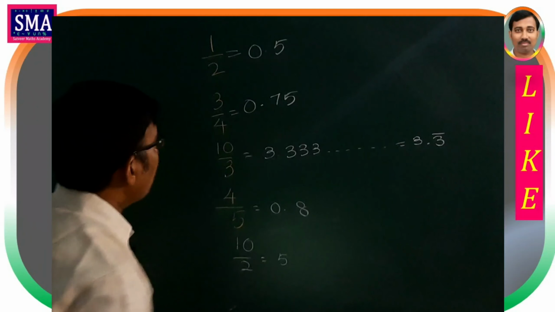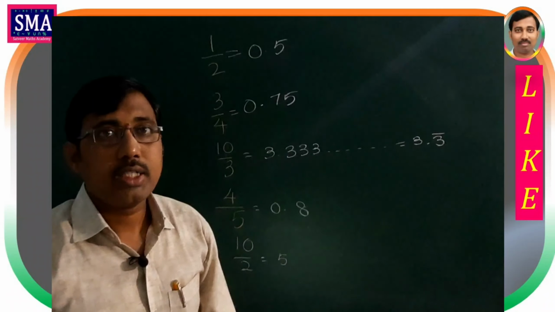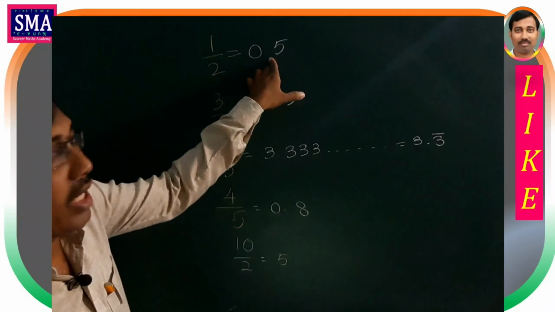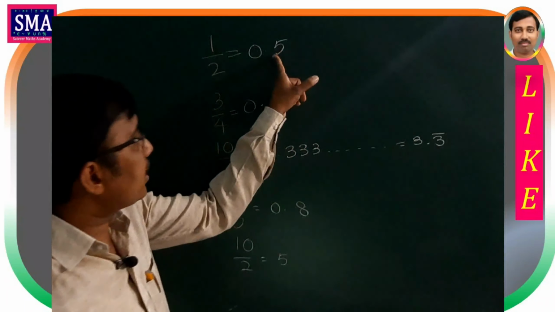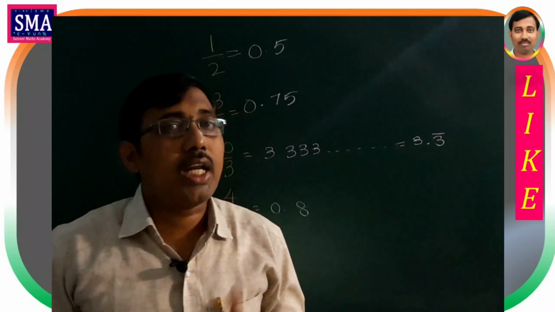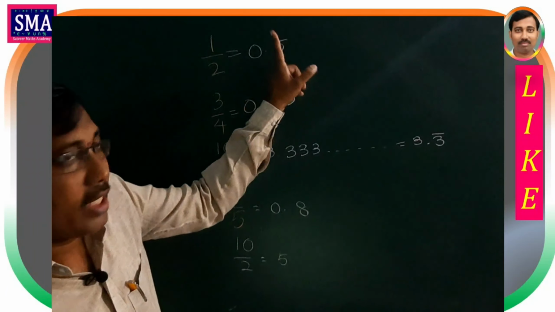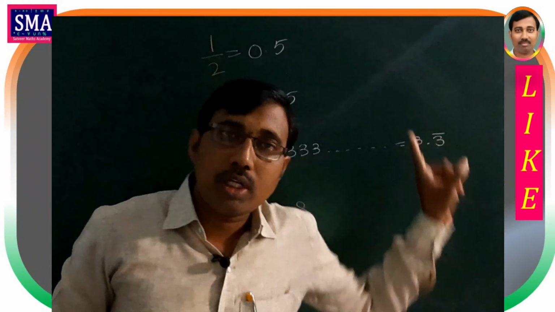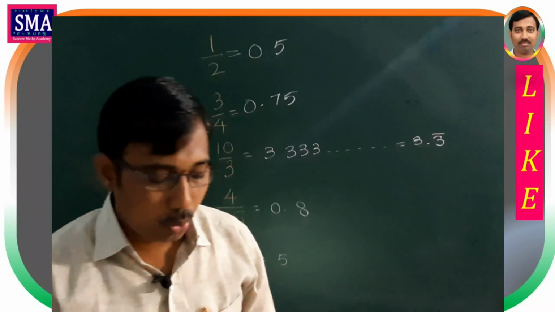This is equal to 5. So, these are all rational numbers. This one is also a rational number. Rational numbers expressed in p by q form are terminating decimals or non-terminating recurring decimals. These are also called rational numbers. One form is p by q form, another form is terminating decimals or non-terminating recurring decimals, also rational numbers. These are the rational numbers denoted by Q.